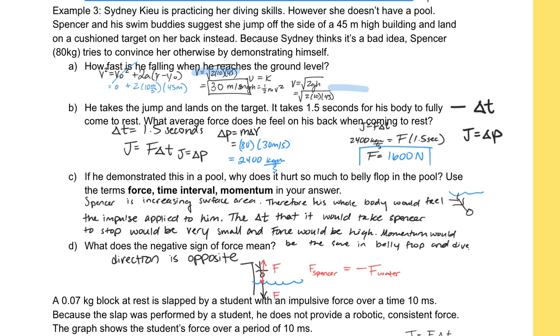Whereas if you're diving, then the time interval would be very high and the force would be very low. So momentum would be the same in both the belly flop and the dive. The only thing that changes is the force and time proportions. Lastly, what does the negative sign of the force mean? It means that force is going to be in the opposite direction.